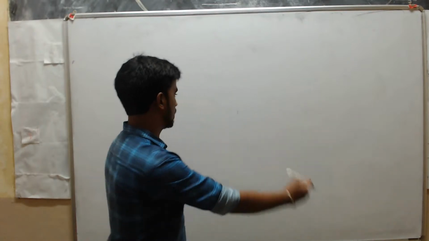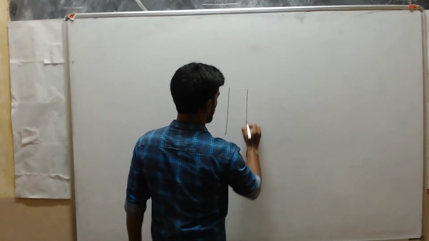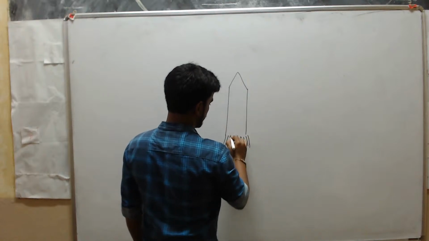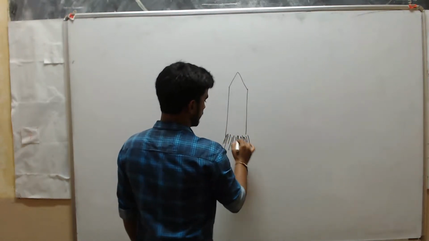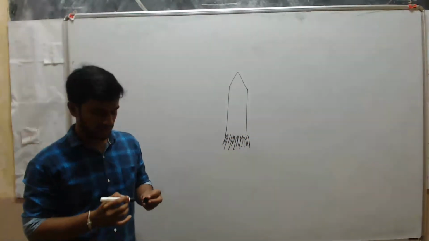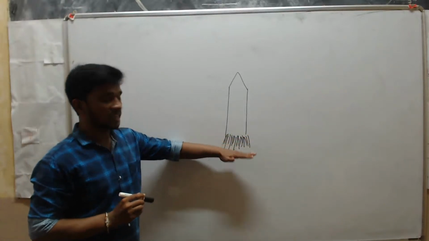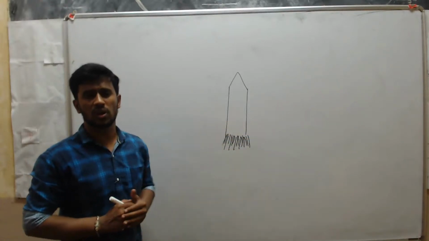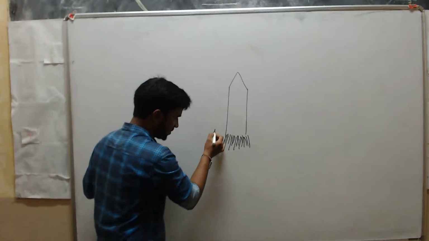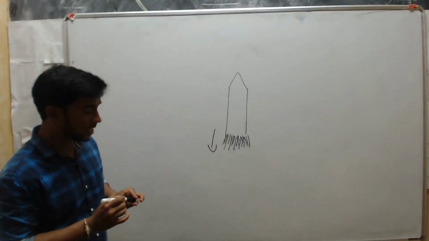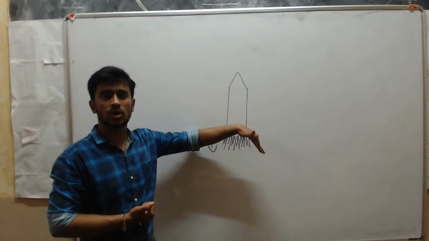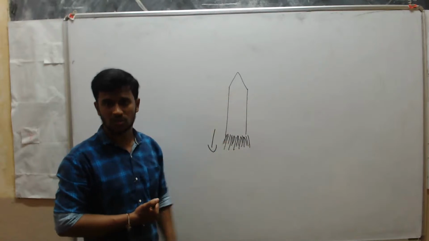A rocket launching. Just imagine this is a rocket. At the moment of launch, the gas, the chemical, comes outside with a huge amount of velocity. This is the action. I will call it the action. The gas is coming outside with a huge amount of force or velocity.